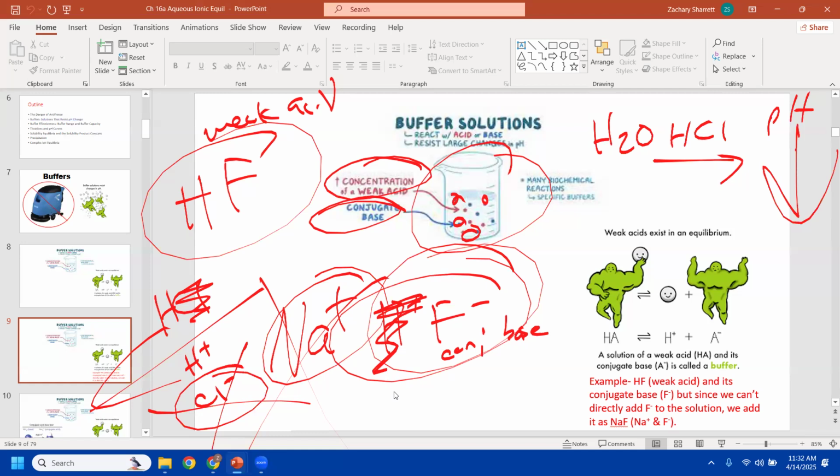Nana? Why would the pH go down when we add strong acid to water? Because you're adding acid and pH going down is acid. Everybody get that? And it's going to go down a lot, okay? Now, what happens if we add HCl to a solution that contains HF and F minus? What could happen in this case, Jackson?